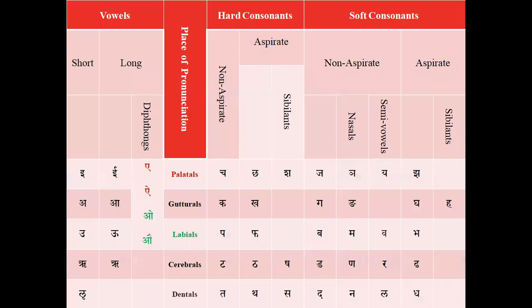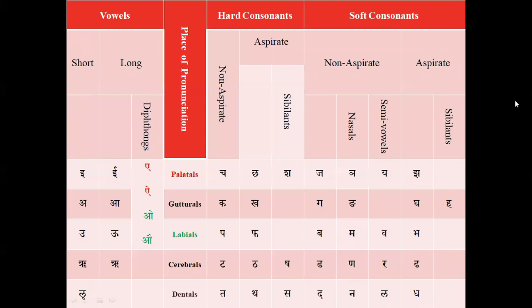The same thing is given in the form of a table. This is a useful one. You can see how it is written. I will read from left to right. First, let us take the vowels. They are classified into short and long. All the vowels are written. And the long vowels, diphthongs, are there. Diphthongs are conjunct vowels. The next one, the place of pronunciation, is written: palatal, guttural, labial, cerebral, and dental.